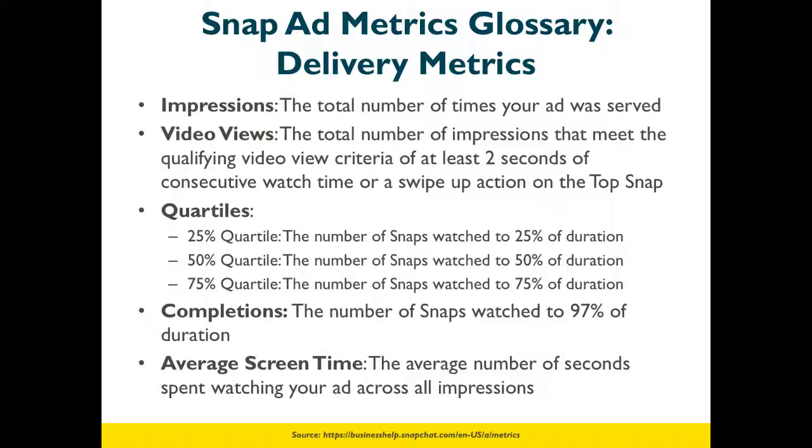And then they talk about quartiles. So the 25% quartile is the number of snaps that were watched to 25% of duration, and then 50%, and then 75%. Same story. Completions is the number of snaps that were watched to 97% of their duration, so almost all the way through. And then the average screen time is the average number of seconds spent watching your ad across all of the impressions.